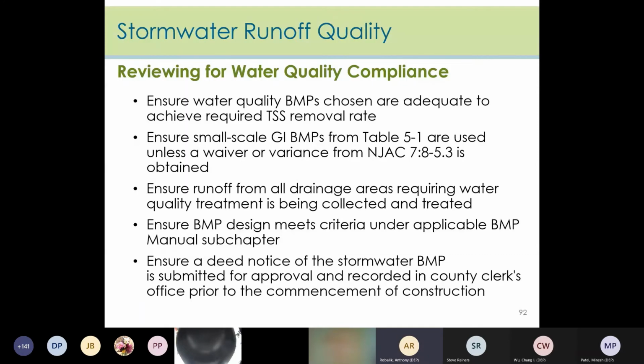So in summary, when conducting a water quality review, the reviewer must, one, ensure BMPs used on site meet the stormwater quality standard and are from Table 5.1, are adequate to achieve the required TSS removal rate, and are designed in accordance with the BMP manual. Two, ensure that stormwater runoff that requires water quality treatment is being treated. And three, ensure that a deed notice of the stormwater BMPs used on site is submitted for approval and recorded in the county clerk's office prior to the start of construction.